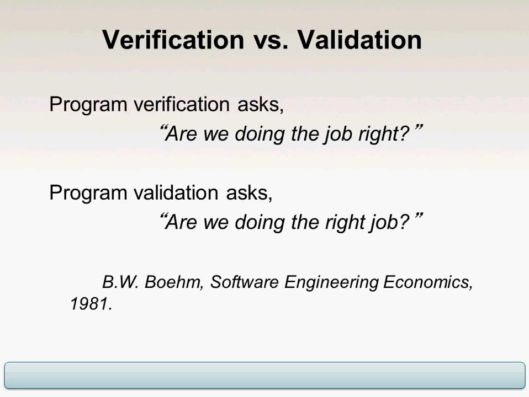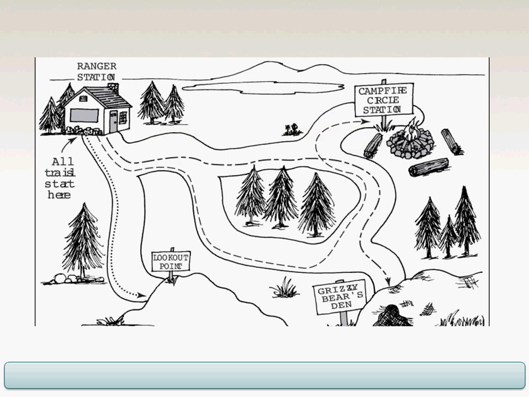I've heard this before. Verification asks, are we doing the job right? Validation asks, are we doing the right job? I don't know. Maybe that makes sense to you. But anyway, Barry Boehm was the author of the COCOMO model, the constructive cost model, which was a software metric used for determining how long a software project is expected to take. All right.